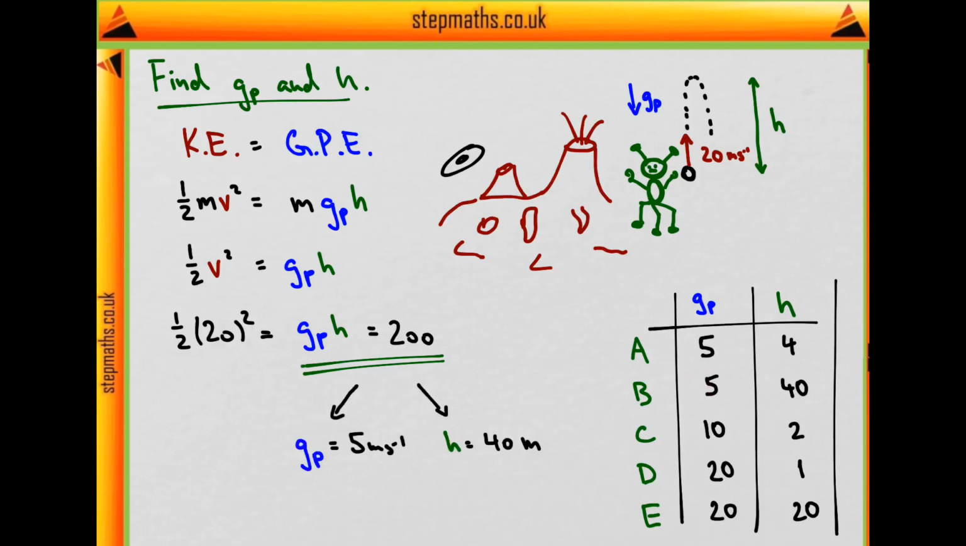Only B does. So from these options, we can see that the gravitational acceleration is 5 meters per second squared actually. It's supposed to be a 2 here. The height reached will be 40 meters, and B is the correct answer.